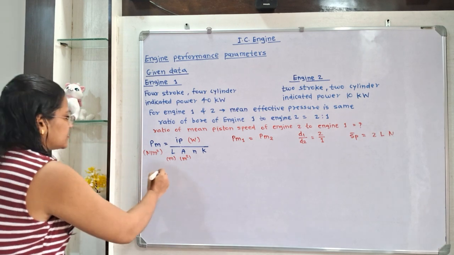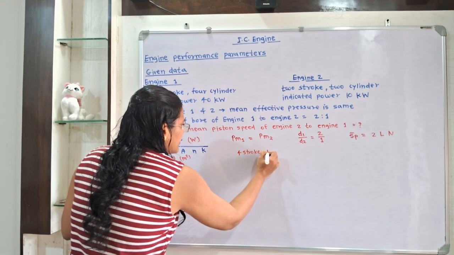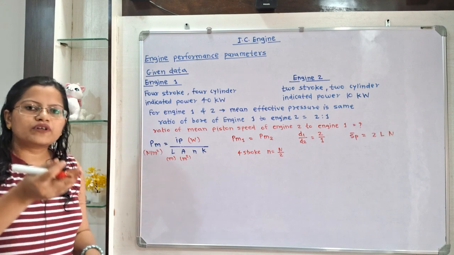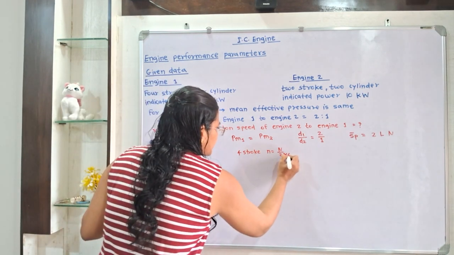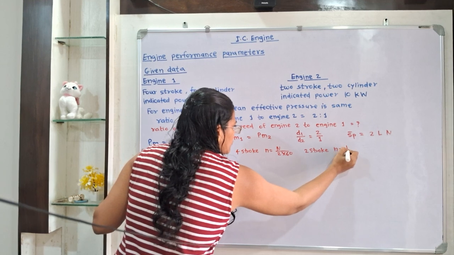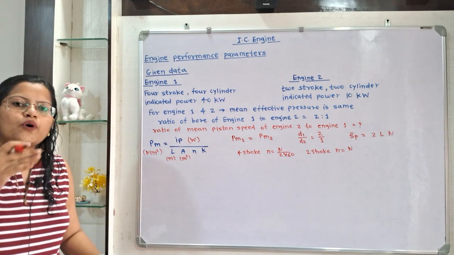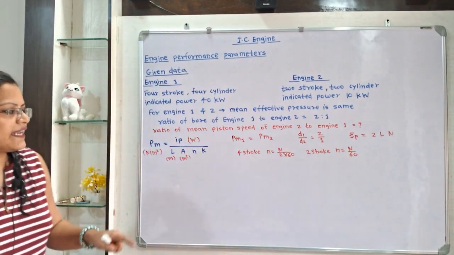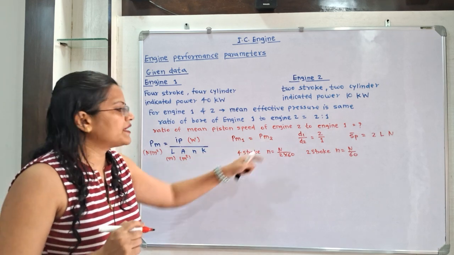Now for a 4-stroke engine, n is equal to capital N by 2. But it is the number of power strokes per second and this N is in RPM, so we have to divide here by 60. And for a 2-stroke engine, this n is equal to only N, and this N is in RPM, but this is the value of number of power strokes per second, so we have to divide here by 60. And K is the number of cylinders.